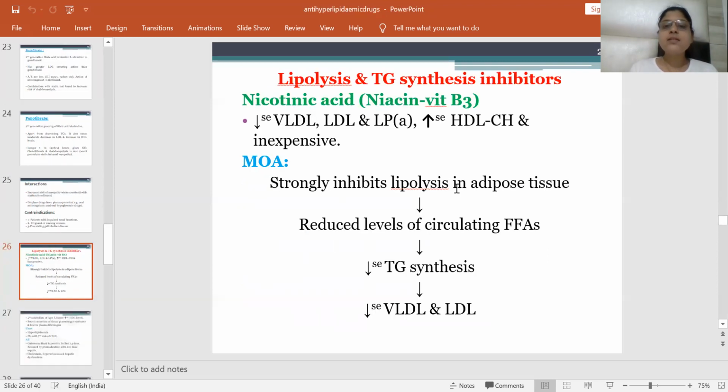Now, next is nicotinic acid, niacin, or vitamin B3, which is the lipolysis or triglyceride synthesis inhibitor. It inhibits the lipolysis in adipose tissue, so it decreases the levels of free fatty acids, thus decreasing the levels of triglycerides, thus decreasing the levels of the VLDL and LDL. So VLDL is reduced, LDL is reduced, and there is an increase in HDL cholesterol. And these are inexpensive, meaning these are cheap drugs.